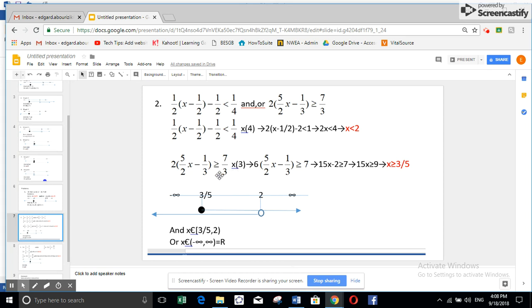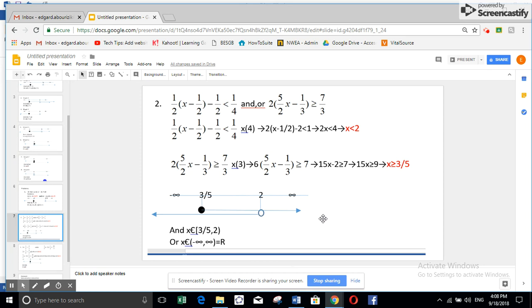Similarly, here I multiply all by 3 because I have 7 over 3. I don't look inside the parentheses now. 3 times 2 is 6. You have this expression, you copy it again. 3 over 3 cancel, remains 7. So 6 times 5, 30 over 2 is 15x. 6 divided by 3 is 2, bigger or equal to 7. It will lead us, if you take the numbers to the other side, to x bigger or equal than 3 over 5. 3 over 5 is less than 2.